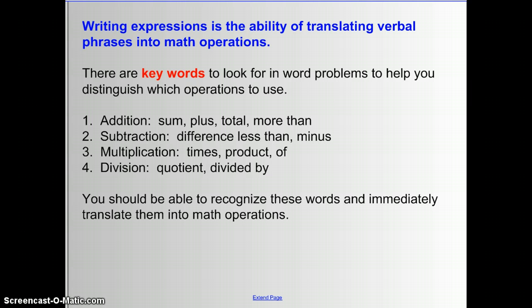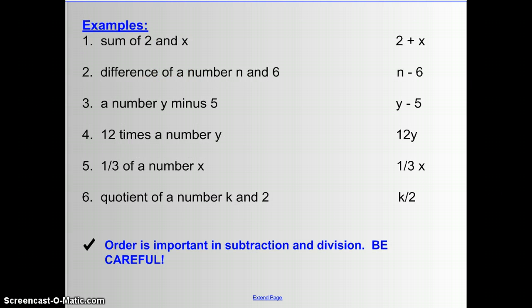You should be able to recognize these words and immediately translate them into math operations. So start to try to think that way as you read a sentence. Like, what kind of math operation can I put this into? Here are some examples. When we look at the sum of 2 and x, sum denotes addition. So the sum of 2 and x would be 2 plus x.